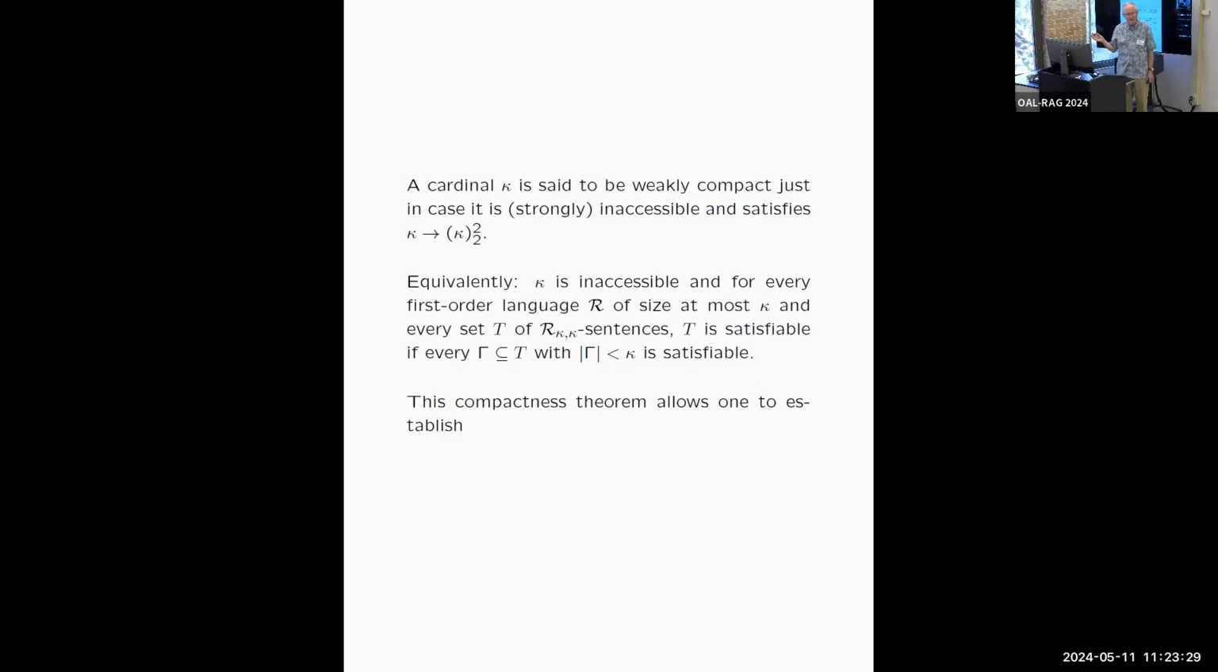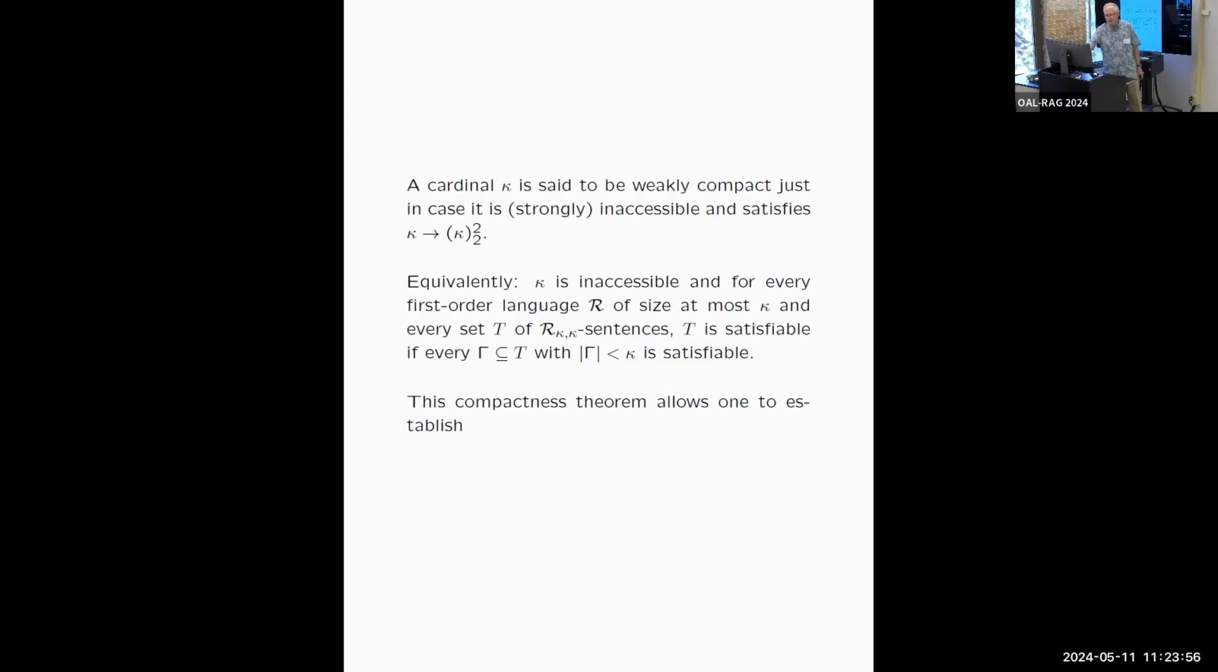And of course, when kappa is uncountable, that is much more expressive. For example, to say that a linear order is well ordered, you can just write that out in the sense of L omega 1. Okay, but this version of the compactness theorem says that a set of sentences is satisfiable just in case every subset of size less than kappa is satisfiable.